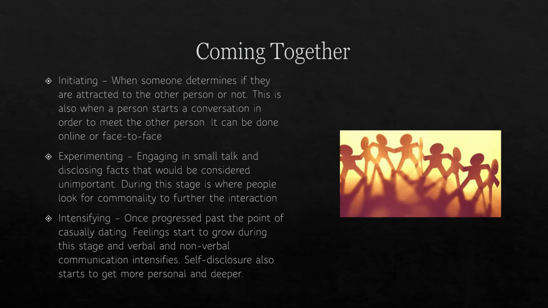Then there is intensifying. This is once you progress past the point of casually dating that person, and feelings start to grow. Verbal and nonverbal communication intensifies, and so does self disclosure. So, it gets more personal and deeper. This is where secrets, goals, and life dreams will initially be shared.